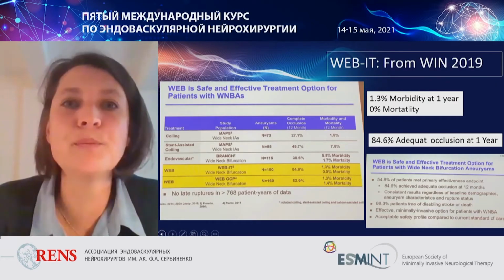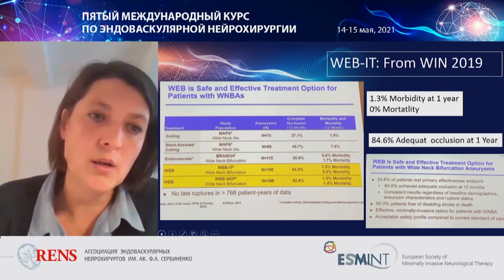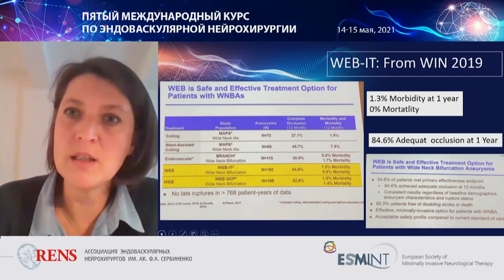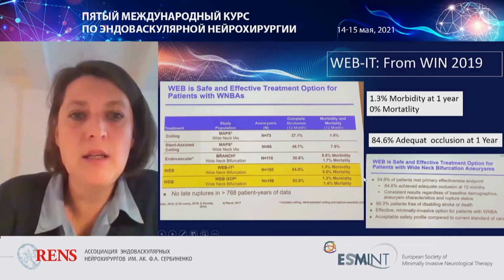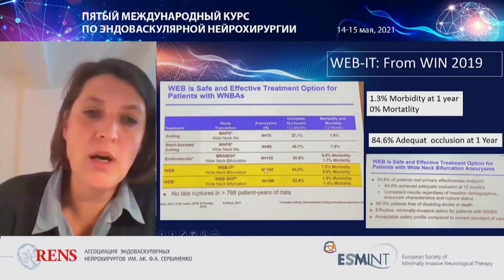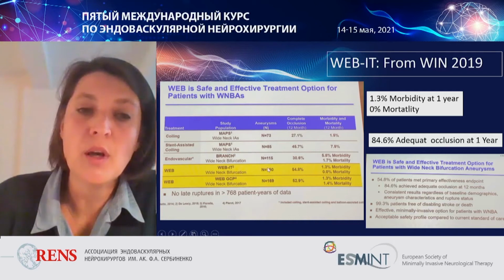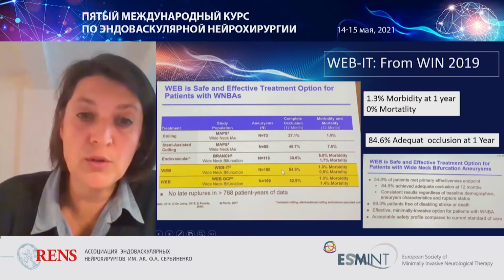Now, let's move to WEB-IT. Those are the results presented in ABC WIN. As you can see here, the results of WEB-IT. So first, WEB-IT is about 150 patients in a USA cohort plus a Turkish cohort.